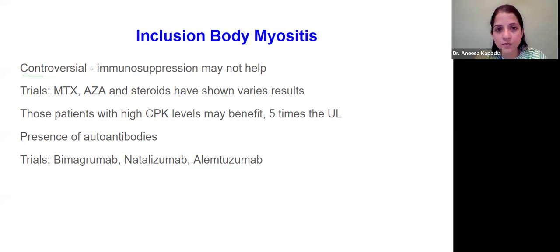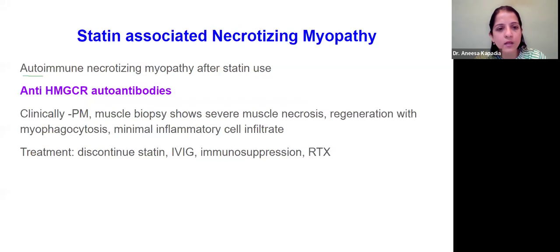This is where muscle biopsy is very important. And they might have overlap with other connective tissue diseases. In these patients, maybe immunosuppression would help. There are some newer trials and newer drugs which are in the pipeline. My knowledge is that we don't have them in India and we don't use them, but maybe down the line, we will have some answers to treating IBM patients.